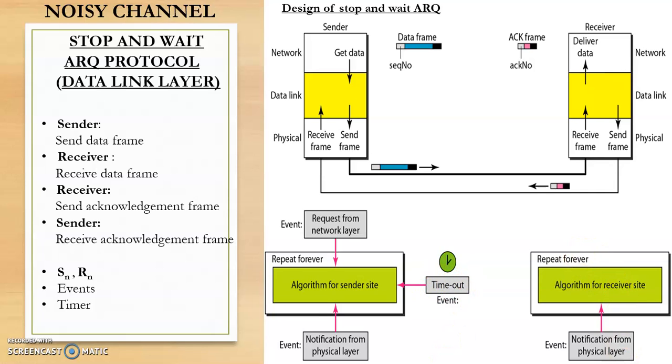Similarly, at the receiver side, there is one event, that is notification from physical layer. That is, the data link layer will be able to receive the data frame only when there is an arrival notification from the physical layer, or only when the physical layer has a data frame to send.